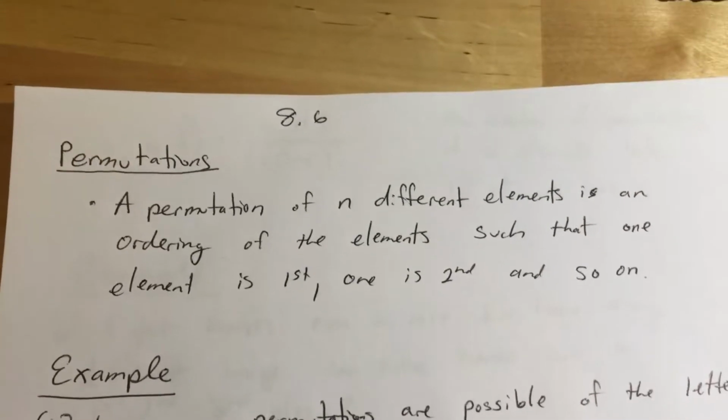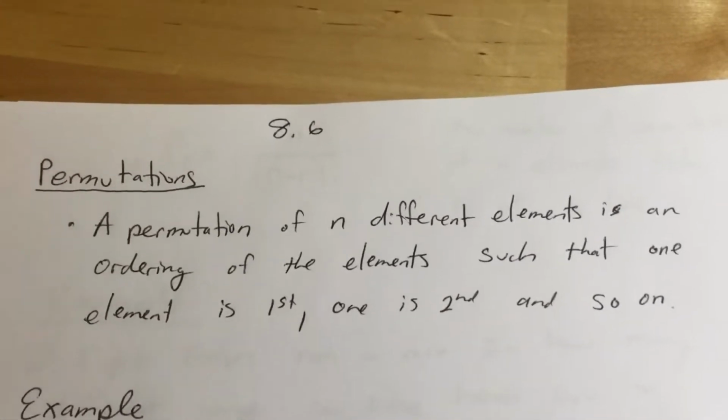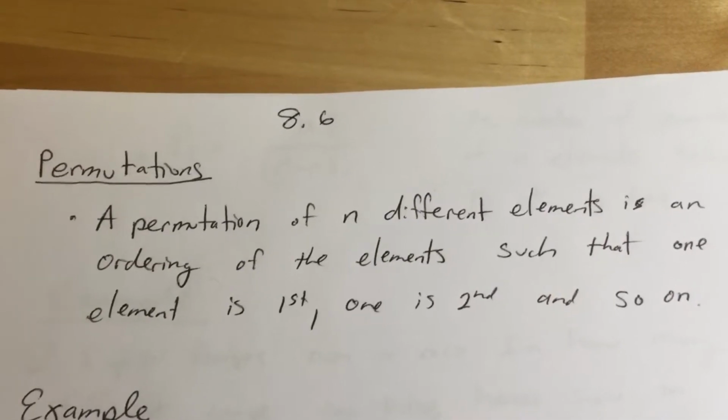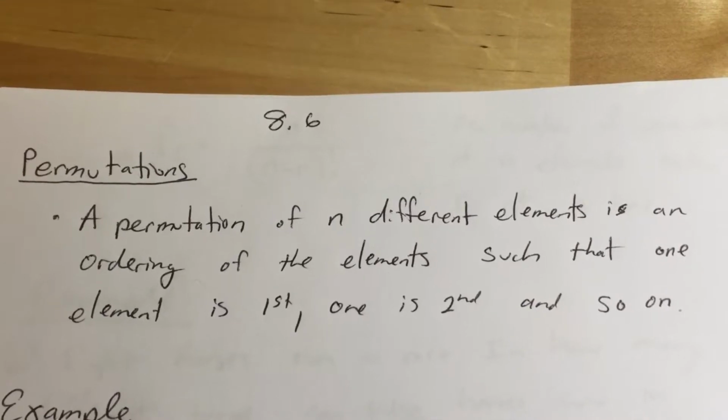Okay, so this last section in chapter 8 has to do with counting principles. There are two types of principles that we're going to be talking about today. The first one is called a permutation. So this is the definition of what a permutation is.